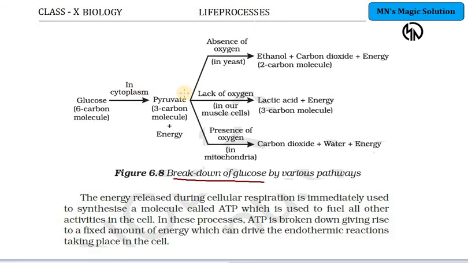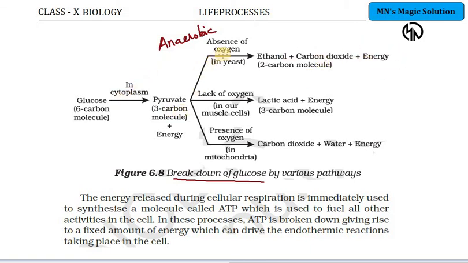After this, the pyruvate can take up 3 courses. The first course is in case of yeast, in the absence of oxygen, that is anaerobic respiration. So in the absence of oxygen, in yeast, the pyruvate, which is a 3 carbon molecule, will get broken down into ethanol, which is a 2 carbon molecule, and carbon dioxide, which is a 1 carbon molecule, plus energy is given out in the process.